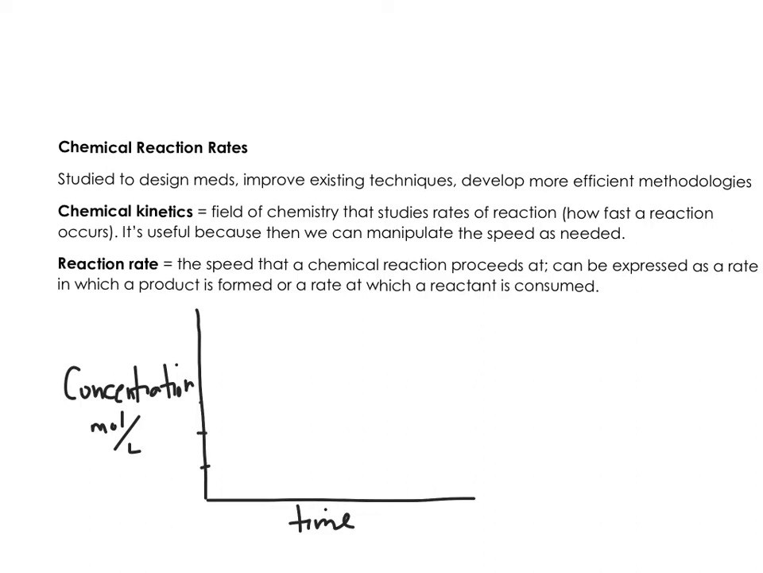And let's say we plot a graph with products and reactants. Initially you have a certain amount of reactants, and as they get used up, they start to decrease. So that's your reactants. At the same time, your products are increasing.